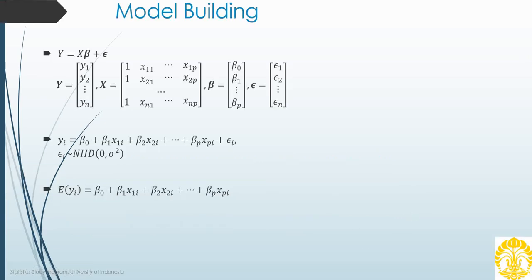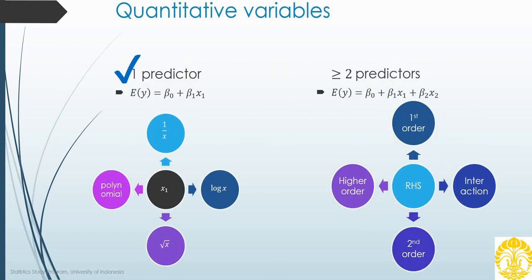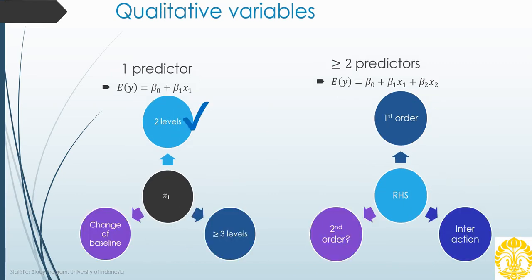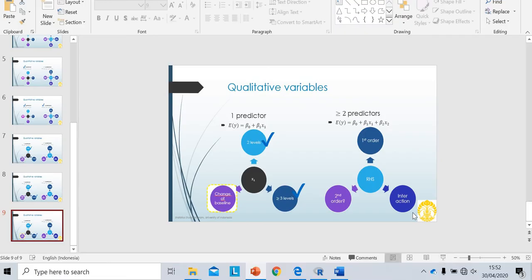We are still progressing with the model building. We've done one predictor, two predictors, and more than two predictors for quantitative variables. For the qualitative, we've done one predictor with two levels and three levels. Now we will discuss what if I want to change the code of the levels or change the baseline. Will it affect the result? That's what we are going to see now.